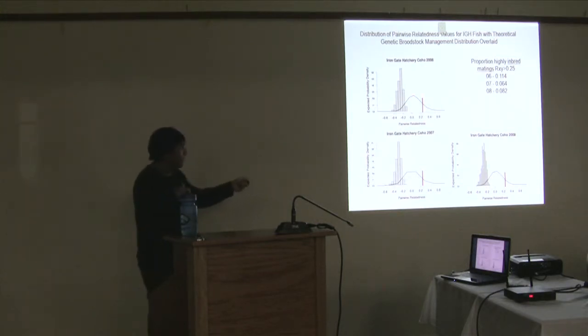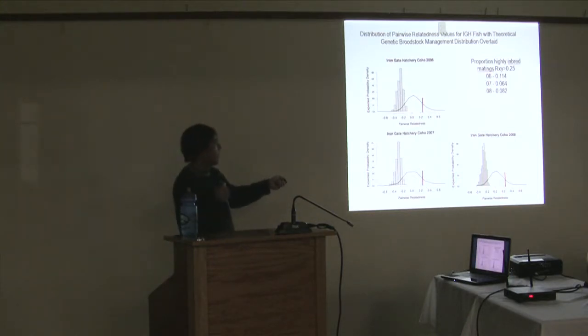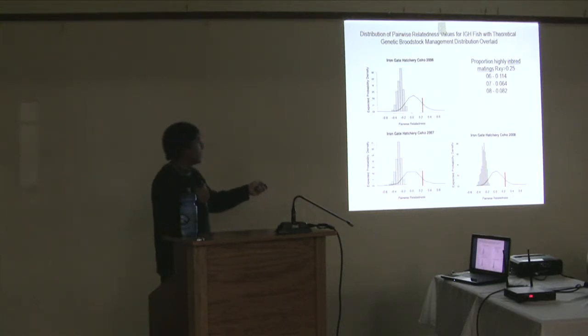And we have arbitrarily chosen the half sibling and above relatedness category as our hot zone, where we think these sorts of matings are going to create inbred individuals that are going to have a substantially lower probability of survival. And in fact, there's quite a bit of data about that I'll talk about tomorrow.